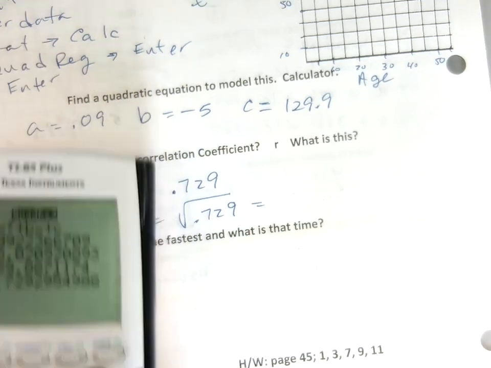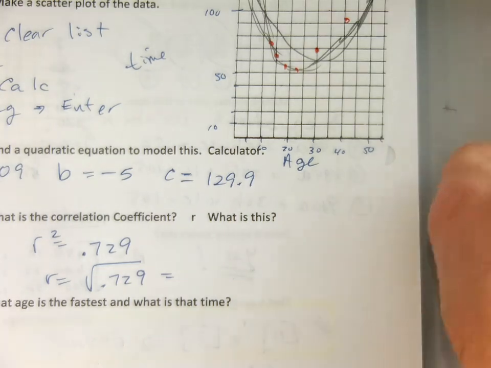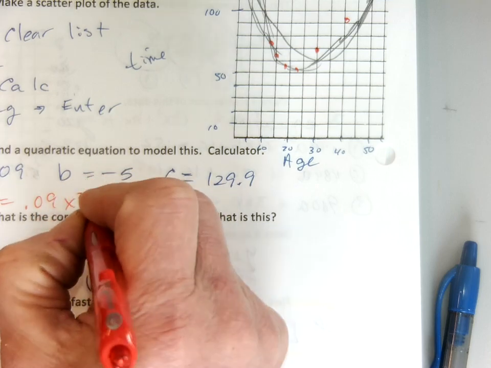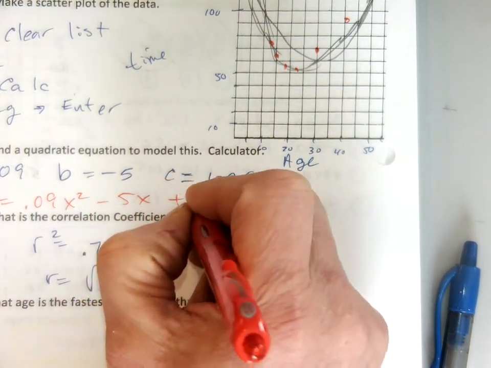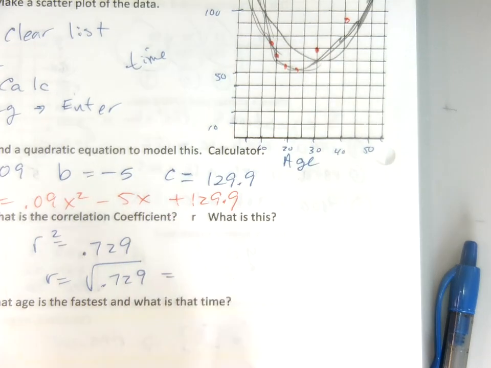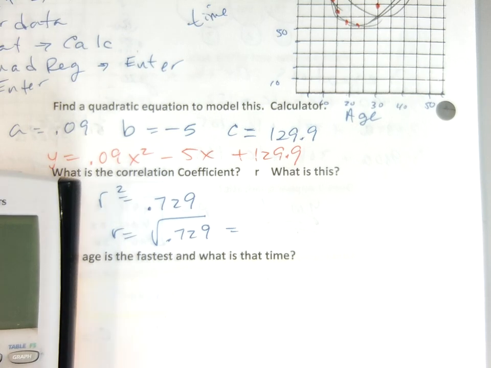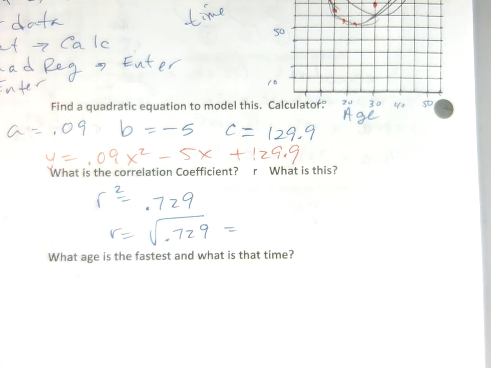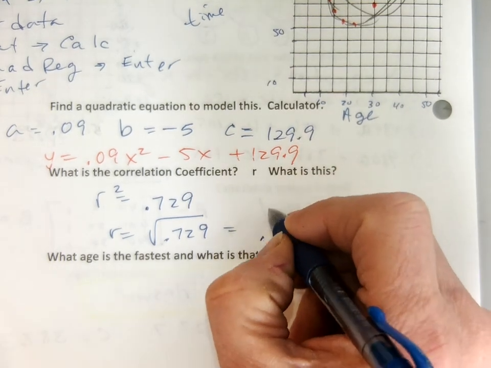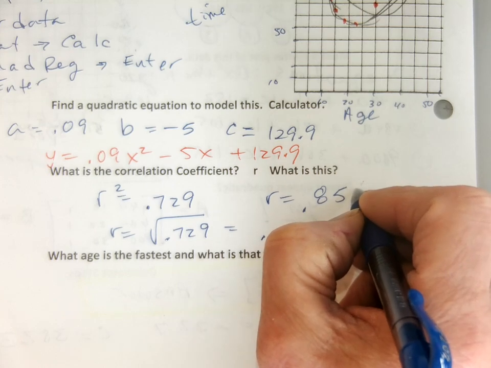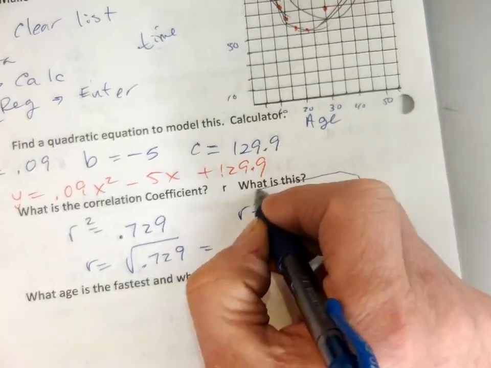So then, before I do that, I want to write my equation because my answer is really this. Y equals 0.09x squared minus 5x plus 129.9. Okay. And then if I wanted the R for the correlation coefficient, I'll just take the square root of that. Clear, I'll go square root of my 0.729, and I get an answer about 0.85. So it's not as bad. My R is about 0.8538. Not a terrible R, but not a great R.